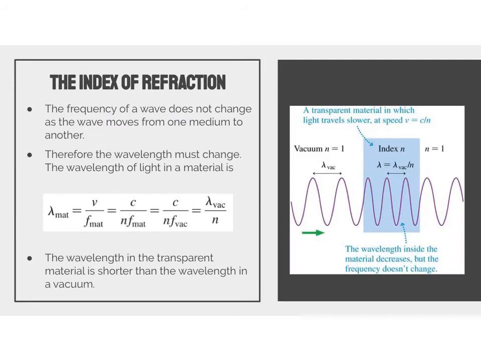Now, we're not going to really get into anything huge mathematically here, but when light travels, the frequency of light, remember from last unit, does not change as the wave moves from one medium to the other. This is important because frequency characterizes the color of light, right? So if it's green light and it hits water, it's still going to look green.